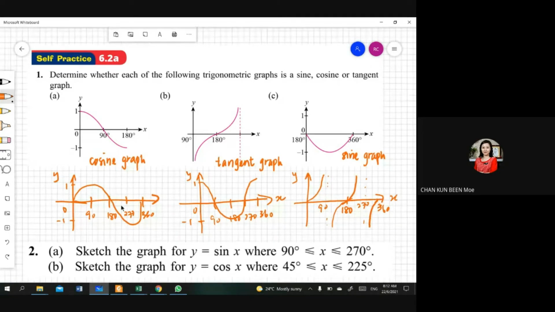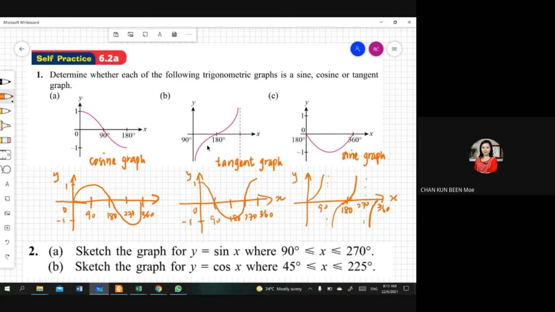So if it's very hard for you to remember where the x-intercept and the y-intercept are, what you do is, after you draw out the three graphs, you compare which one cuts through 90 degrees. This one doesn't cut through 90 degrees, so it's not sine. This one cuts through 90 degrees, yes, but this one also doesn't go through 90 degrees. So for sure, this half of the cosine graph over here is a cosine graph. That is how we determine it.